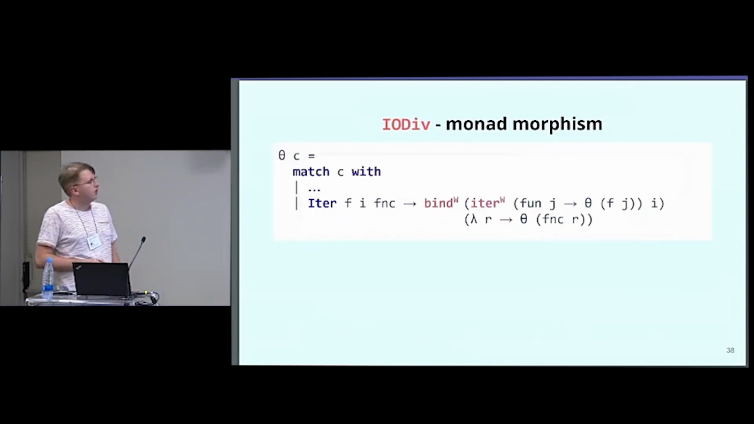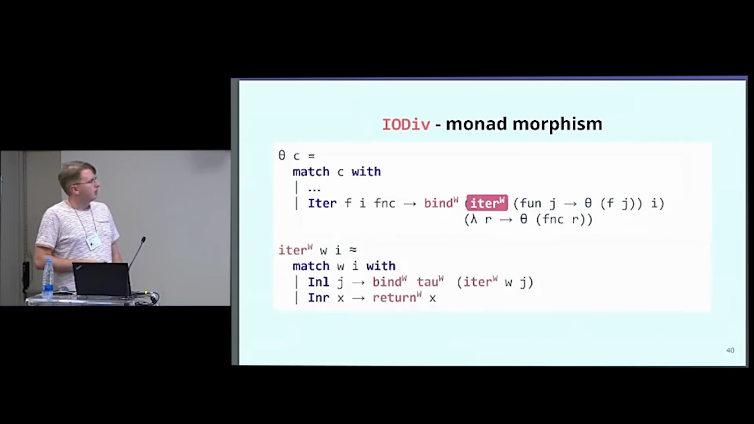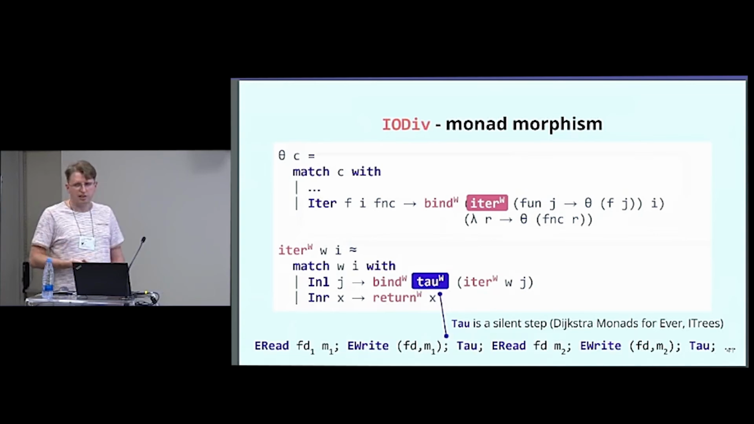And for our monad morphism, to interpret iter, we bind the specification of iter with the specification of the continuation. And the specification of iter is an approximation. It binds, so for each iteration, it adds a tau. So tau is a silent step. This is inspired by the interaction trees and extra monads forever papers. And this tau will appear on the trace like this.